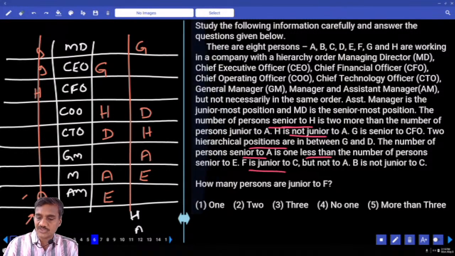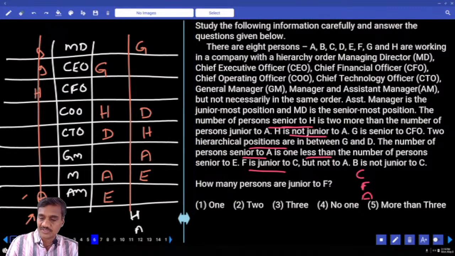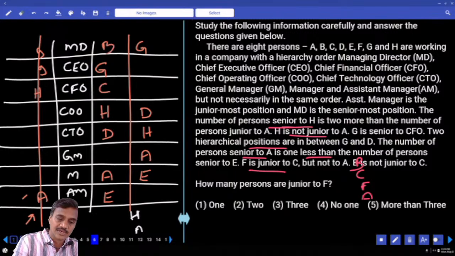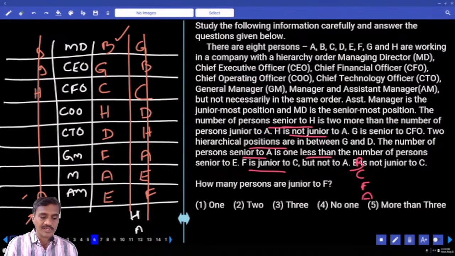And next one, F is junior to C. Now whatever, this F is junior to C but senior to A. And B is not junior to C, that is B is senior to C. Now the remaining persons B, C, F, A must be in this order. Now in this case B, C and F will be here, which is not possible. And finally what is the arrangement we have? Now B, G, C, H, D, F, A, E is the order.